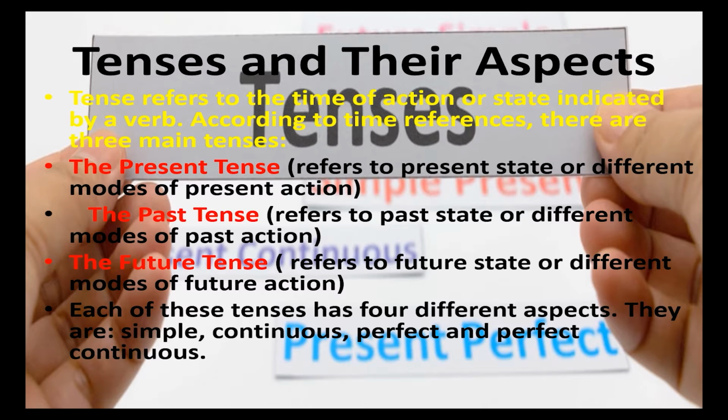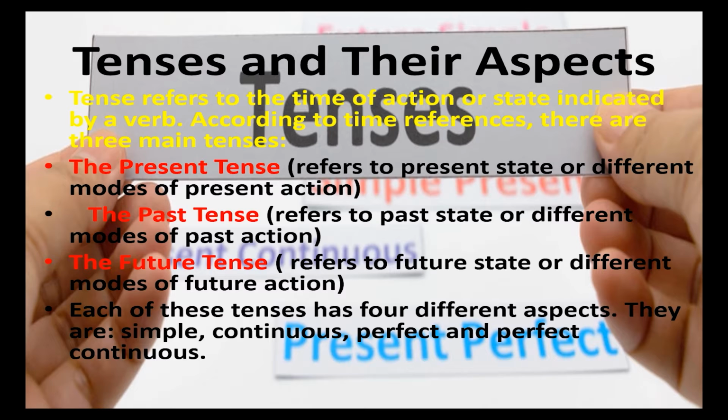Tenses are simply the way we talk about time. What do we mean by time? We mean the present time, past, future, right? These are different times. So, tense refers to the time of action or state indicated by a verb.